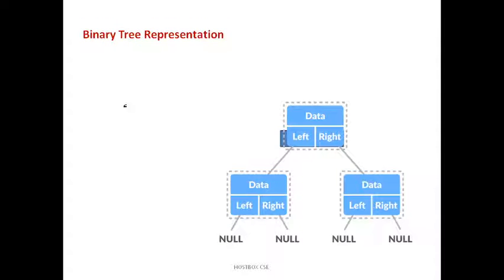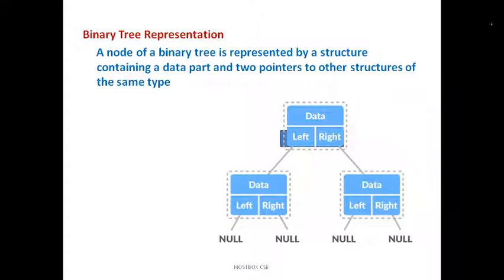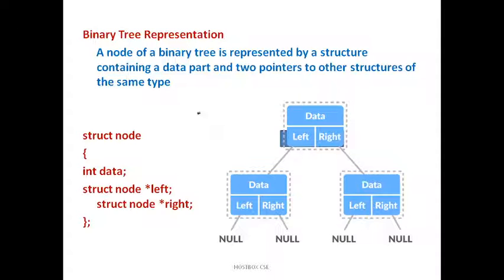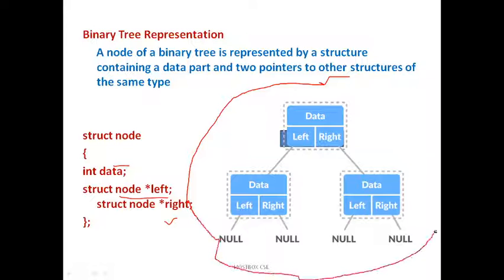Now, how do you represent the binary tree? A node of a binary tree is represented by a structure containing a data part and two pointers to other structures of the same type. So this is a general representation with a small piece of code: struct node where you enter data, then struct node asterisk left and struct node asterisk right. So data, left, right, again data, left, right. This is the overall representation of a binary tree.